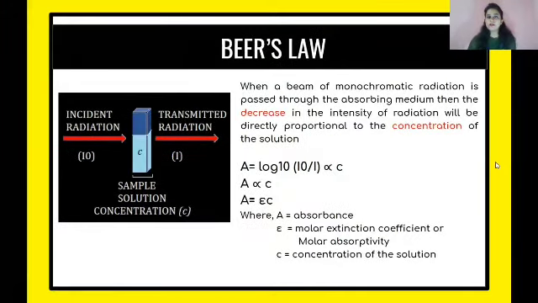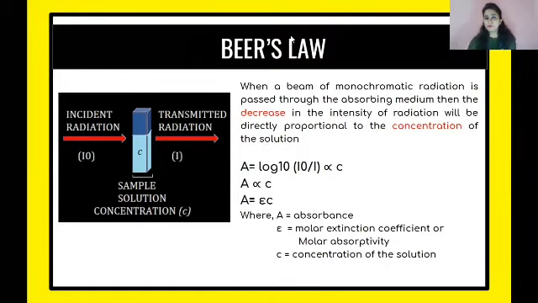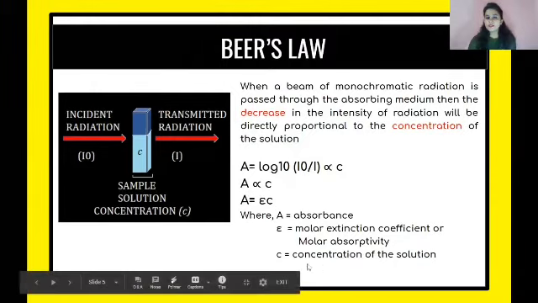Similarly, after Lambert's law, there came Beer's law. Now, according to Beer's law, the process remained the same. The only difference he observed was that the decrease in the intensity of radiation will occur when you are passing a monochromatic radiation through the absorbing medium, but that decrease will be directly proportional to the concentration instead of the path length or the thickness of the solution. So here we can say that A is proportional to C, which is the concentration. So A is equal to epsilon C, where C is the concentration of the solution.